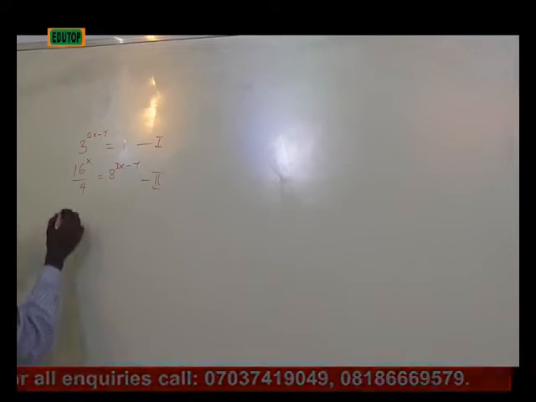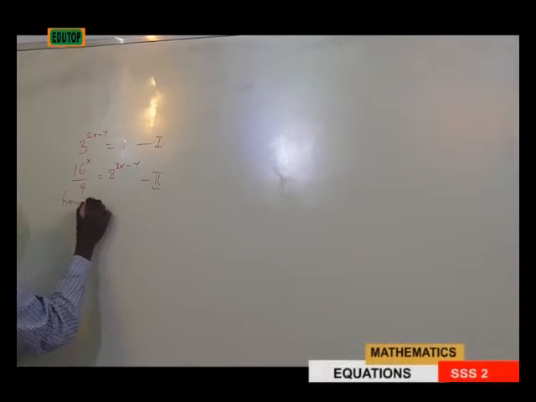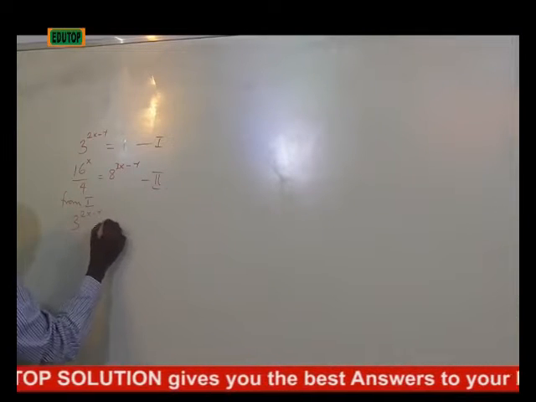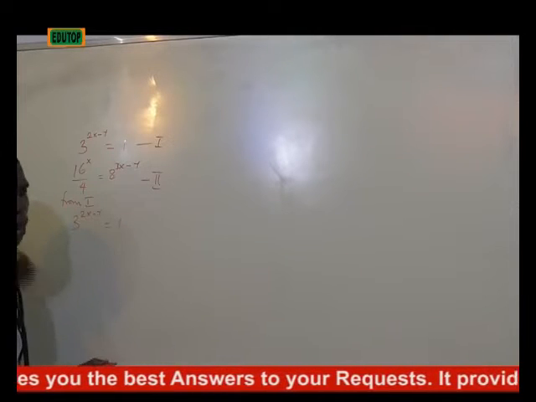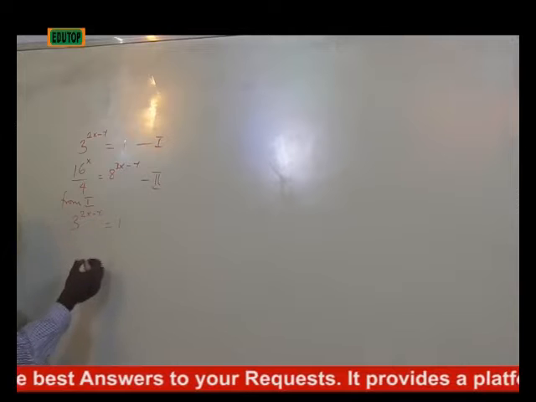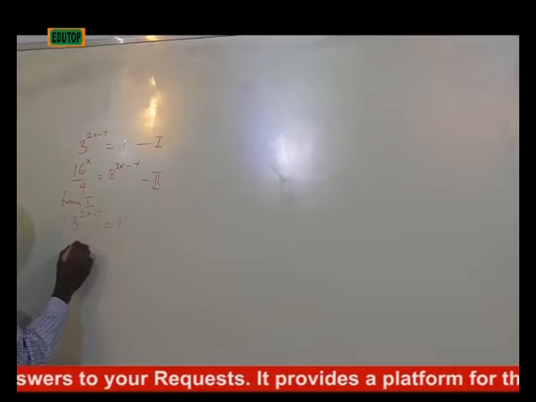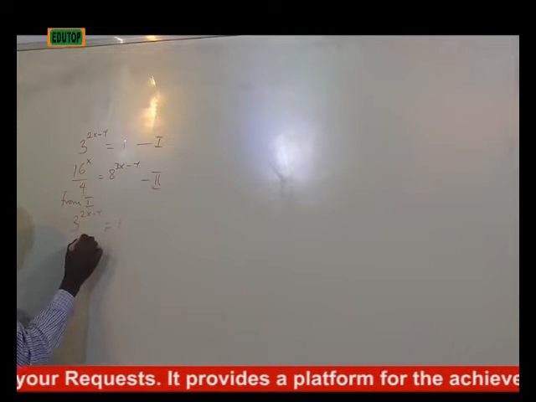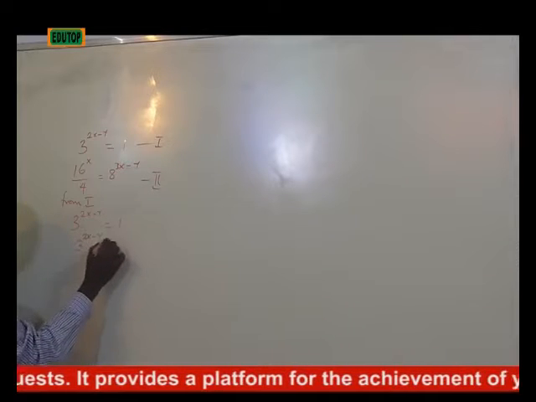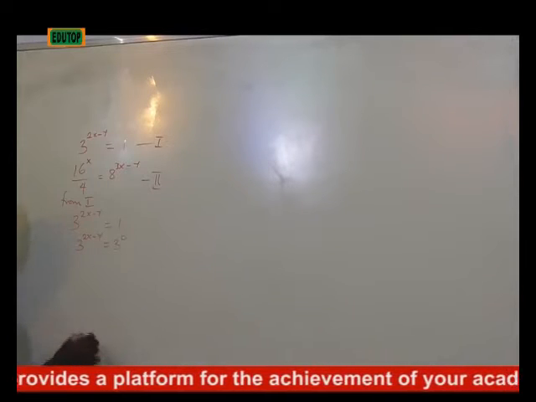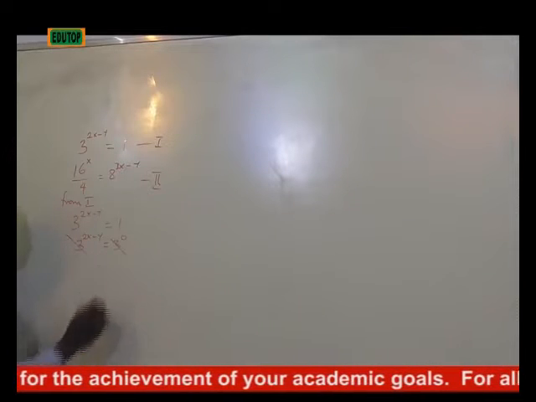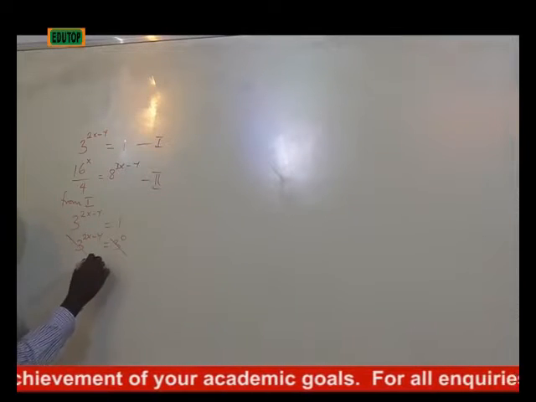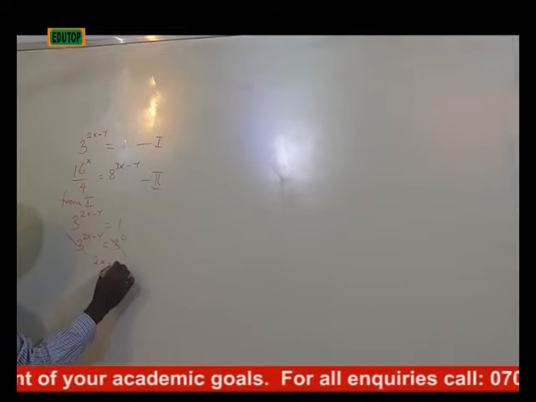So the first equation, we have 3 raised to the power 2x minus y equals 1. And by the law of indices, we know that anything raised to the power 0 is 1. So we can express this 1 to the base of 3, and by doing so, we have 2x minus y equals 3 raised to the power 0. So equating the base, we can eliminate the base. So this becomes 2x minus y equals 0.